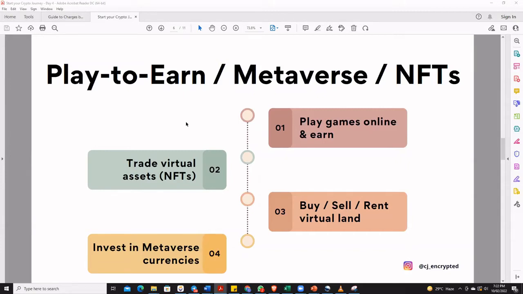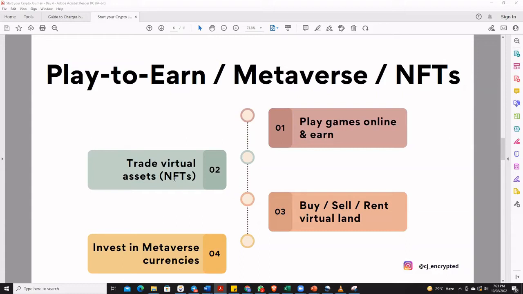However, non-fungible tokens refer to cryptocurrencies that are unique. So each cryptocurrency that is a non-fungible token is unique. You can't exchange it for another non-fungible token because the two of them are unique. So they have attributes that differentiate one from the other.